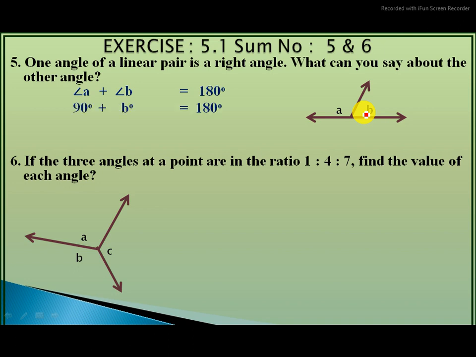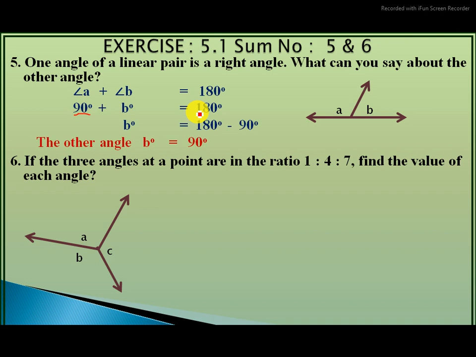If one angle is a right angle, a right angle measures 90 degrees. So 90 plus B is 180. So B is equal to 180 minus 90. So the other angle B is also a right angle, which measures 90 degrees.